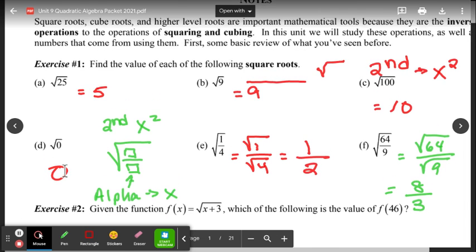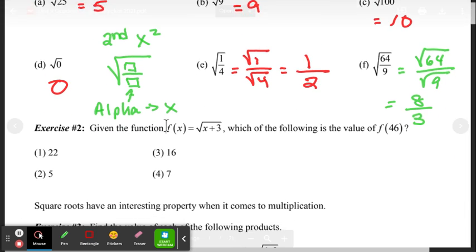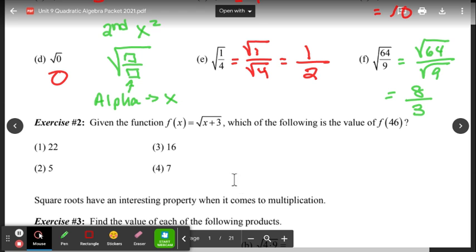All right, let's move on down. This blends the old with the new. For exercise 2, it says given the function f of x equals the square root of x plus 3, which of the following is the value of f of 64? I'm sorry, f of 46. So going back to our function days where we had a lot of f's, in parentheses, this 46 stands for x. So what we're going to do is plug a 46 in here.